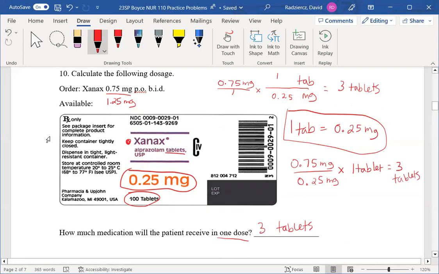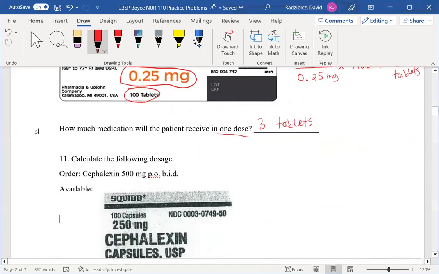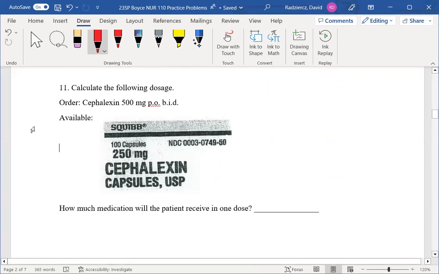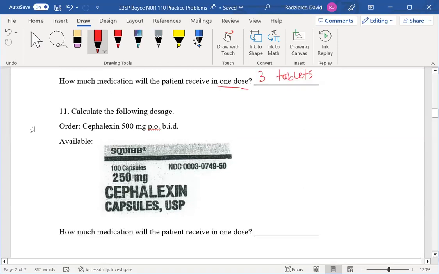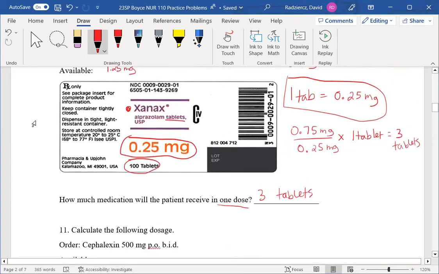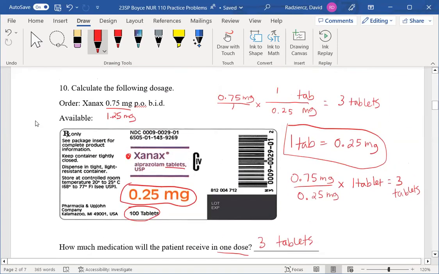Okay, let's look at another example. Here we have... I'm sorry, I have a question really quickly. Oh yeah, go ahead. I'm sorry, I don't know if I heard you earlier, but when you underline the PO, does the route matter when you're doing the conversions?